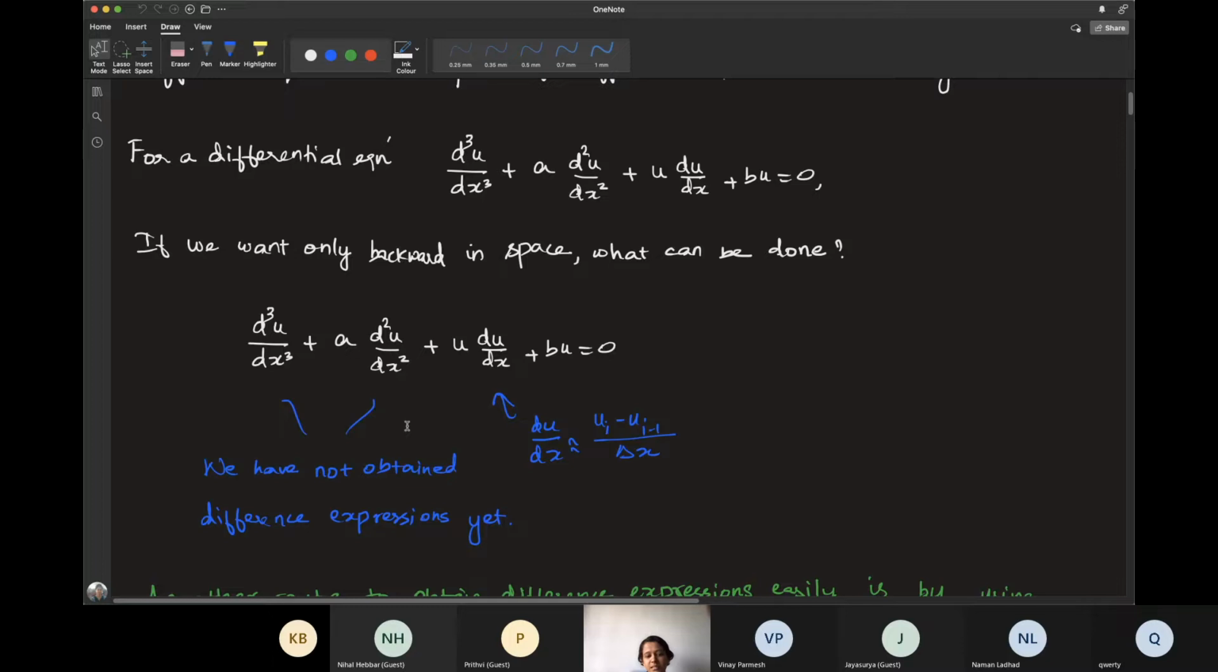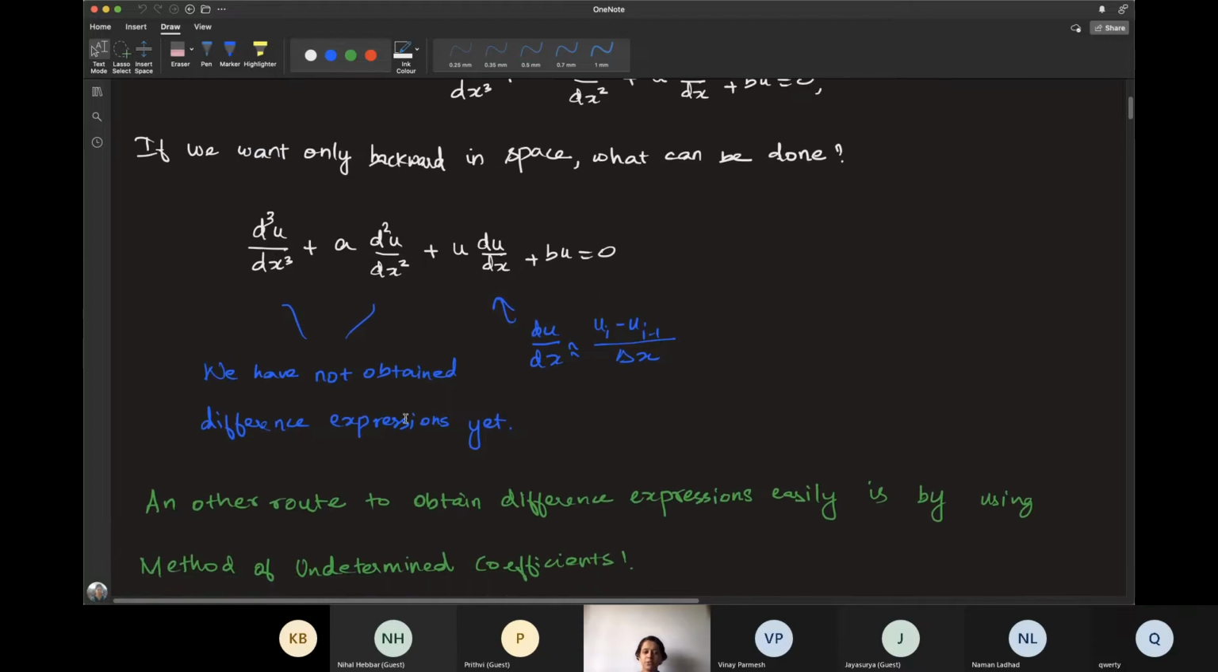So backward in the sense, if you want to solve at the point ui, you are only going to consider the points like ui minus 1, ui minus 2 and so on. You are not going to consider the points like ui plus 1, ui plus 2 and so on. So you will be considering only the points that are to the left of the point that you are at right now. So that is backward in space. Forward in space in the sense, you will be considering all the points that are to the right of the point that you are at right now. Central in the sense, you will be considering points from either side.